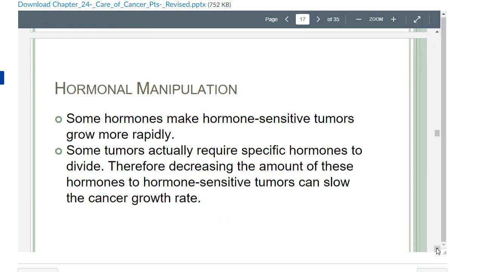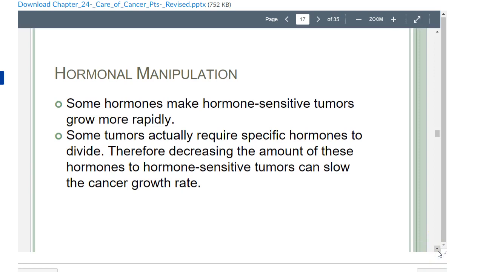Some hormones may make hormone-sensitive tumors grow more rapidly, okay? Some tumors actually require specific hormones to divide. Therefore, decreasing the amount of these hormones to hormone-sensitive tumors can actually slow the cancerous growth rate down.